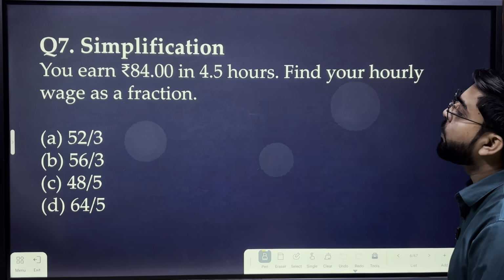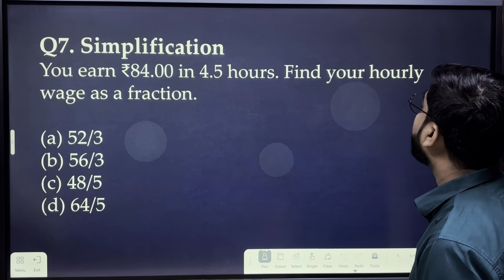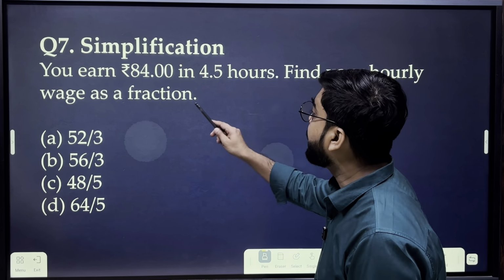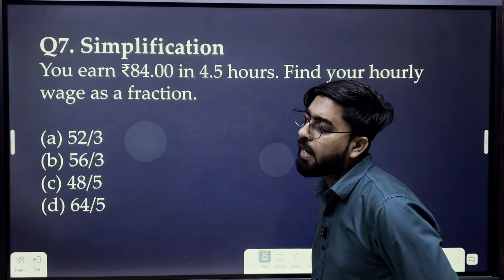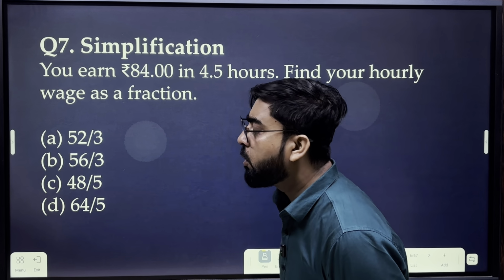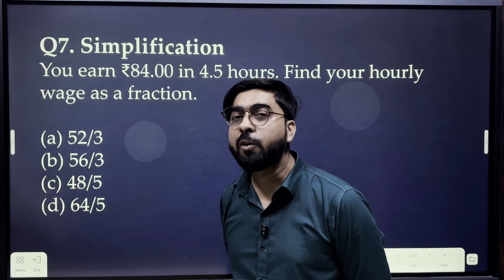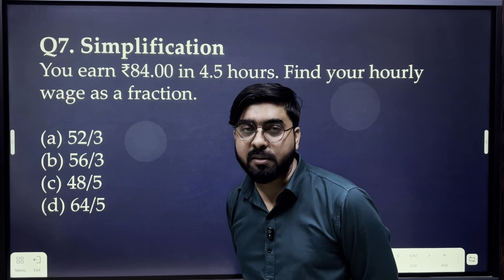Now the next simplification question. You earn 84 rupees in 4.5 hours. Find your hourly wages as a fraction. That's very easy. Solve it; I know that you can solve this. If you solve all these questions, you are in a very great position now. You don't need to worry a lot. Just focus on your practice.